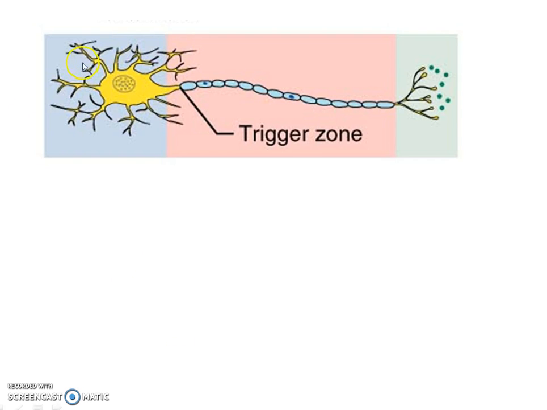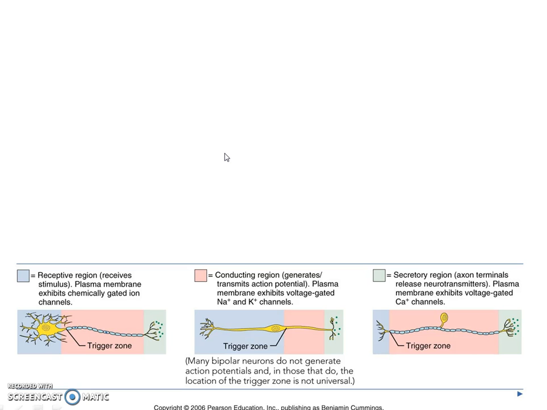So these are the dendrites. This is the cell body, and this is the receptive region. The potentials here are graded. They're short-lived, but they can add up to be an action potential.